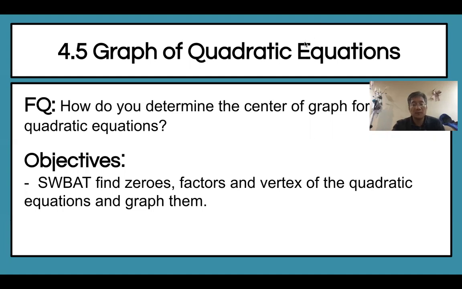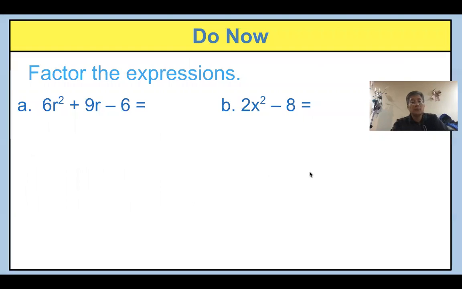But before we do this, please let's do the Do Now first. Can you factor these two expressions? You know how to do it, right? First the GCF, and then use Kim's method, please. I'll give you about 3 minutes. Okay.